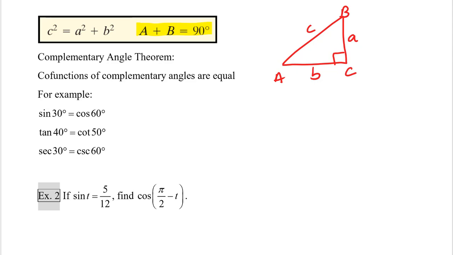Now we're going to talk about the complementary angle theorem, and it says that cofunctions of complementary angles are equal. So for example, the sine of 30 degrees is equal to the cosine of 60 degrees. Because sine and cosine are cofunctions and 30 and 60 are complementary angles. So tangent and cotangent are cofunctions, which means the tangent of 40 would equal the cotangent of 50. And secant and cosecant are cofunctions, and 30 and 60 are complementary angles. So the secant of 30 would have to equal the cosecant of 60 degrees.